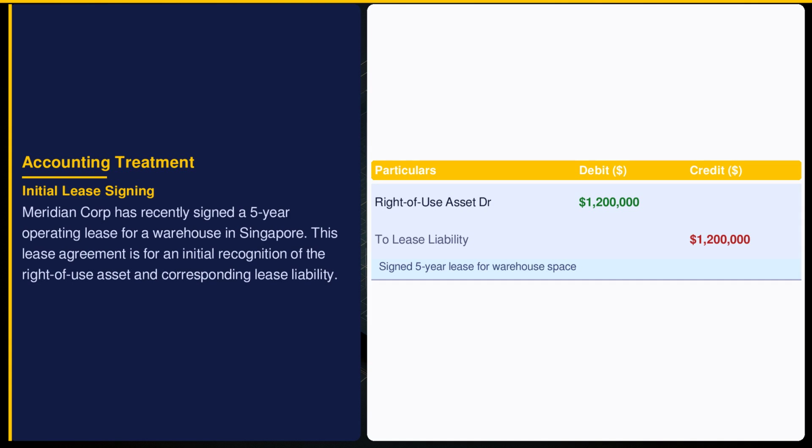Meridian Corporation records the right-of-use asset and lease liability at the lease's inception, reflecting the present value of lease payments. AASB 107 requires this recognition to ensure that both the asset and liability are accurately reflected on the balance sheet. This initial entry sets the stage for tracking lease payments and obligations.